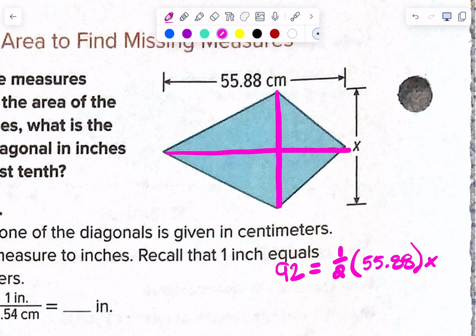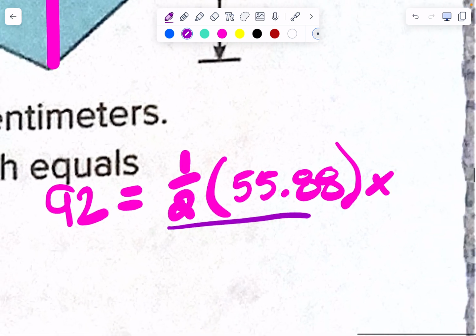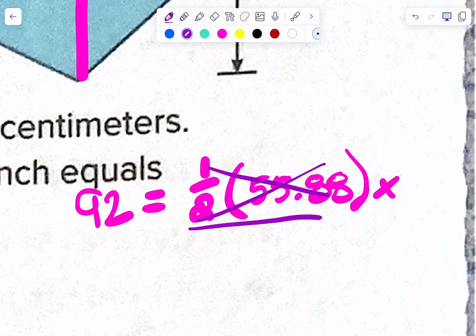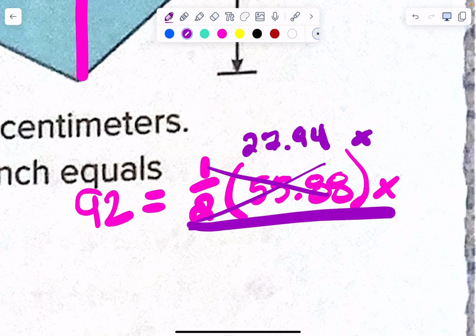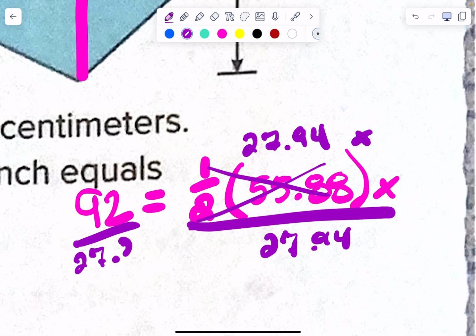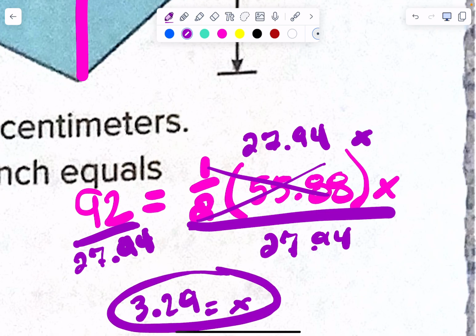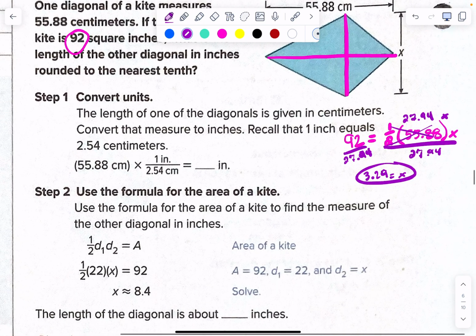Can we solve for x then? What would you like to do first? Take 1/2 of that. What's half of 55.88? 27.94. So 27.94x is what this is over here. Now, how do I solve for x? Divide by 27.94. 3.29 is what I got. 3.29? That does not seem right, but it is.